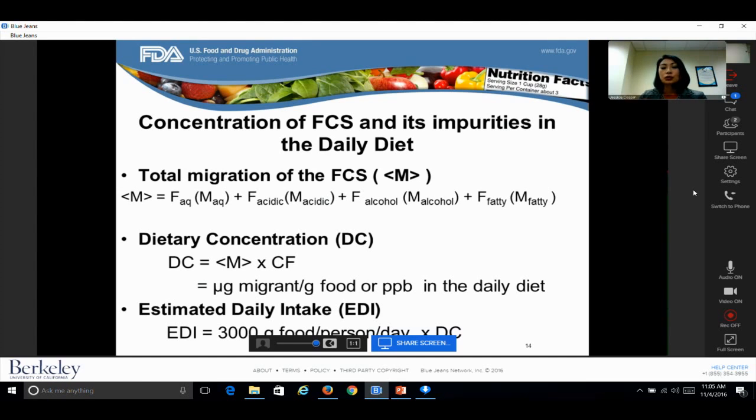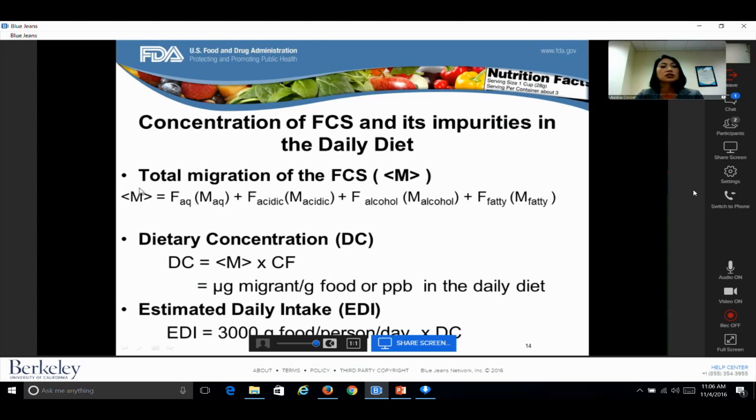So how does all of this work together? The concentration of the SDS in the daily diet is calculated by first determining the total migration. That's taking into account the different types of food. For instance, we have the migration experiment, and if the food contact substance is to come in contact with each of these different food types, then the migration experiment must be conducted with each of these food types. So the total migration is taking the food type distribution, multiplying it by the migration in that food type.